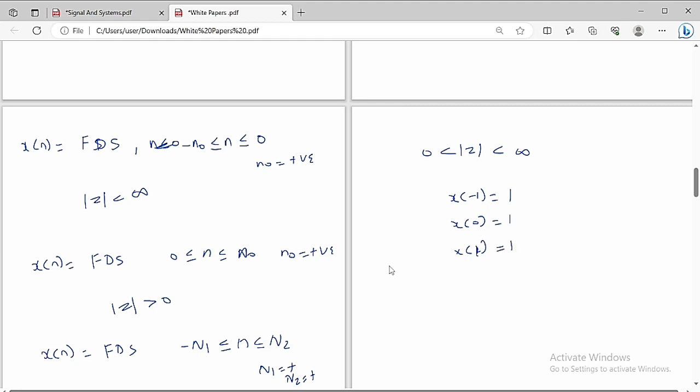I am going to assume that the signal is present for n less than or equal to 0 and n greater than or equal to 0 as well. Then what is X of z? X of z, we know, is the sum from n equals minus infinity to plus infinity of x of n into 10 to the power of minus n.